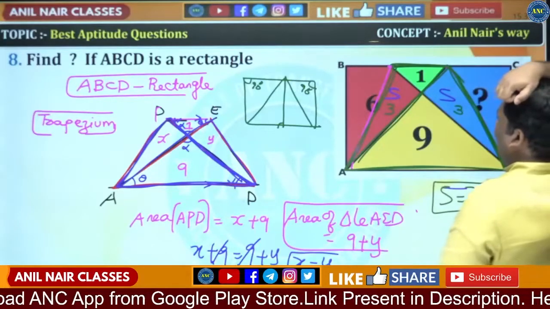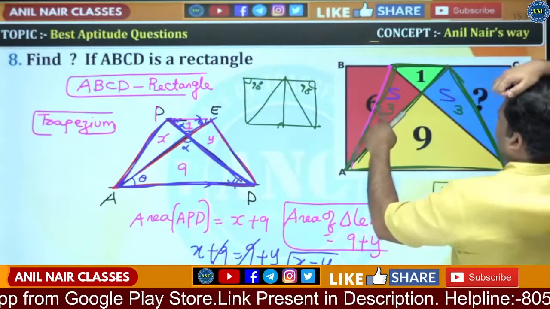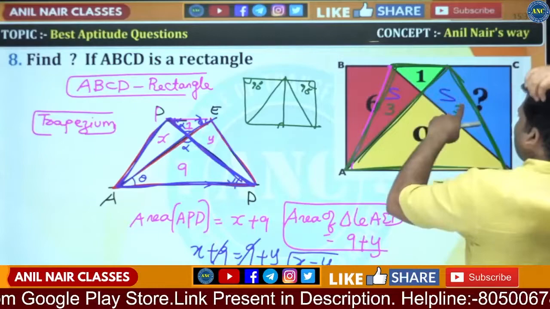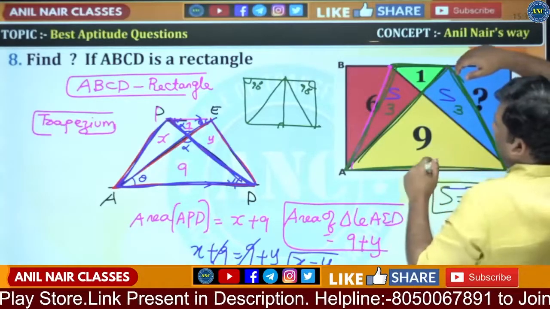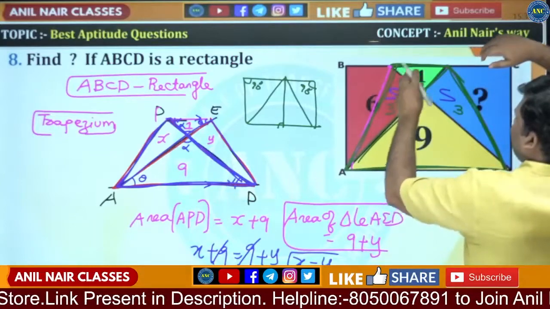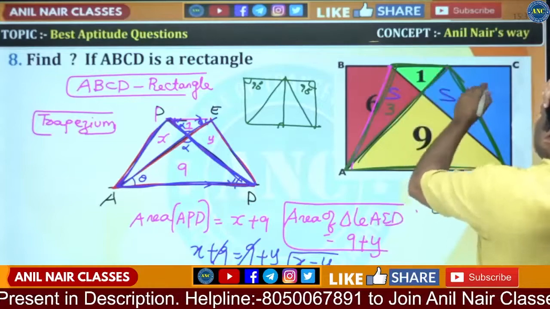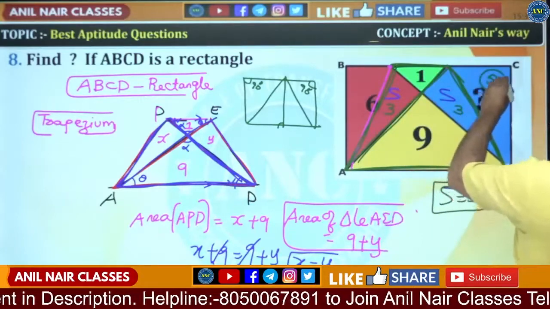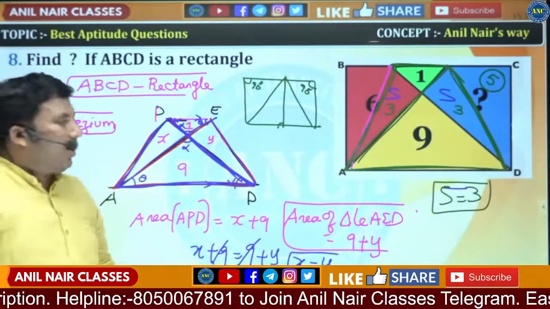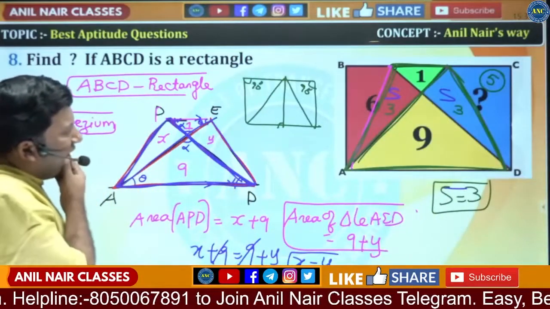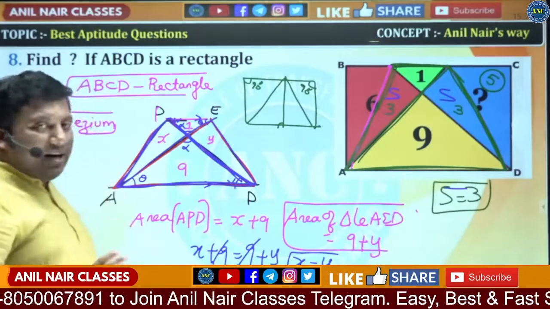Out of 24, what is given? 6 plus 9, 15. 15 plus 1, 16. Now if you see here, what are the remaining values? This is 6. This is 1. 6 plus 9, 15. 15 plus 1, 16. 16 plus 3, 19. This value, it is 4. This value, it is 5. I hope the idea is clear. Very, very good question, sir. Extremely good question. If you visualize it, you will get the answer.